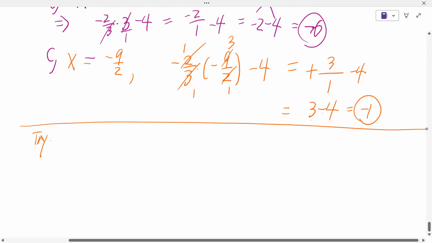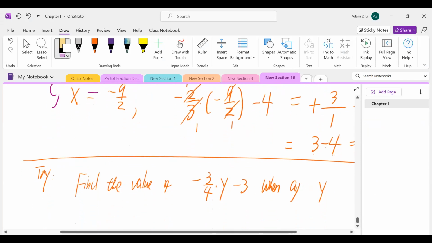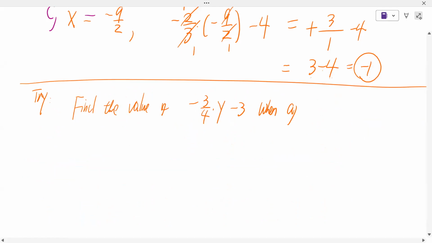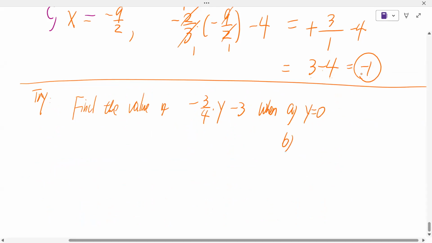So now we've got to try this one. Find the value of negative 3 over y minus 3 in 3 cases: A, y equals 0. B, y equals 4. C, y equals negative 9 over 3. So I'll give you some time to try this question.